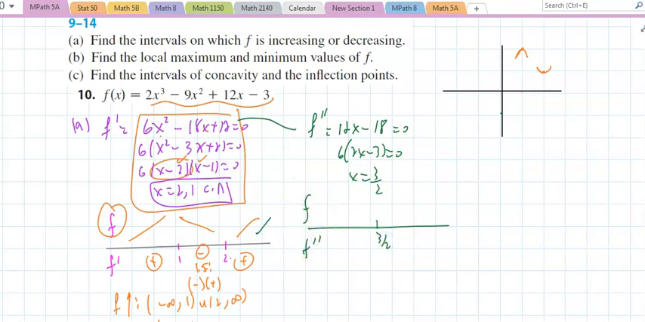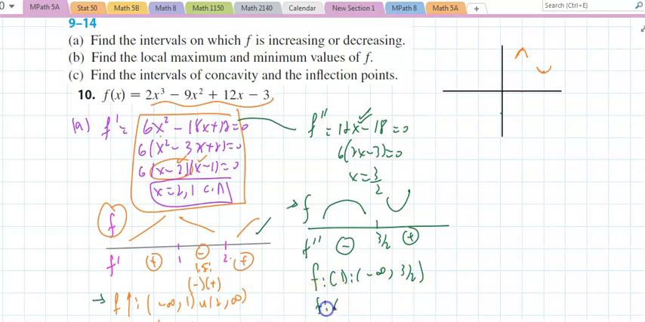And again, my entire conclusion is based on f, always. I want to know a point to the left of 3 halves, say 0. If I put a 0 there, 0 minus 18 is negative. We said if the second derivative is negative, the graph is concaving down. And if I pick a point to the right, say 2, if I put 2 there, 24 minus 18 is positive. So we do know that f is concaving down from negative infinity to 3 halves, and f is concaving up from 3 halves to infinity.